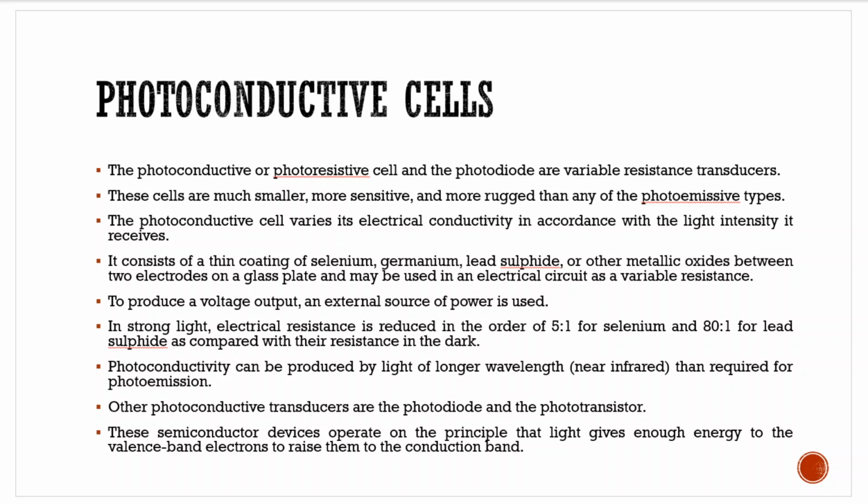Another type of device is a light measurement device, the photoconductive cell. We have studied photoconductive cells previously also. These are devices that produce variable resistance. They are variable resistance transducers; we studied them under variable resistance transducers. They can be used for measurement of light. These photoconductive cells will be much smaller, more sensitive and more rugged than a photoemissive type.